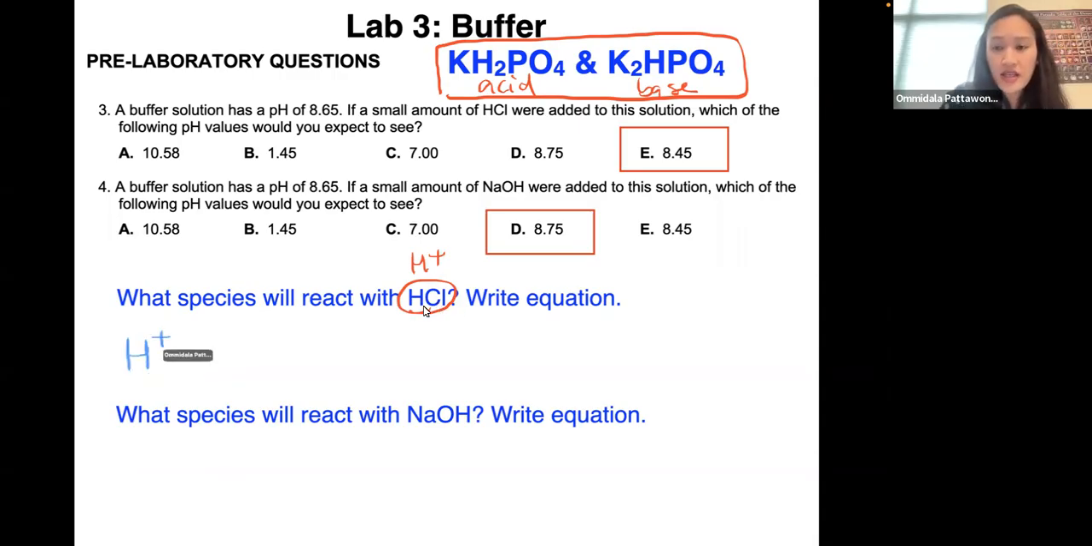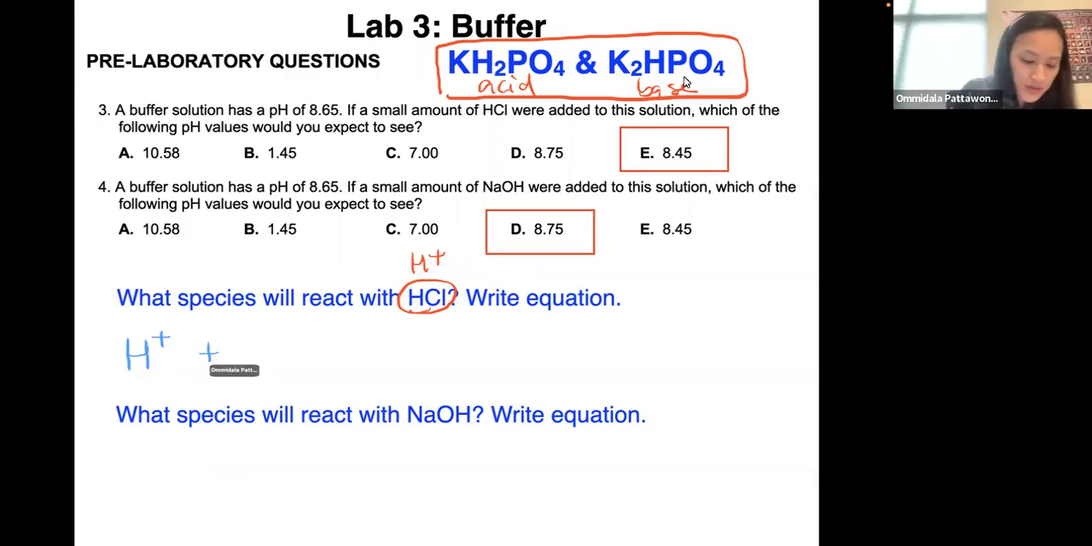Remember, this is a strong acid. A strong acid will dissociate completely. Therefore, in the solution, there will no longer be molecules of hydrochloric acid. It will be only hydrogen ions, the proton, and also the chloride ion. So in this case, I'm going to use the H+ because the chloride ion will not do anything in the water. I'm going to react this added acid H+ with the base that we have.